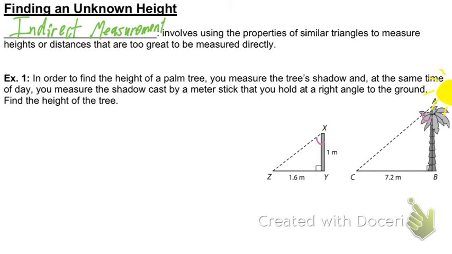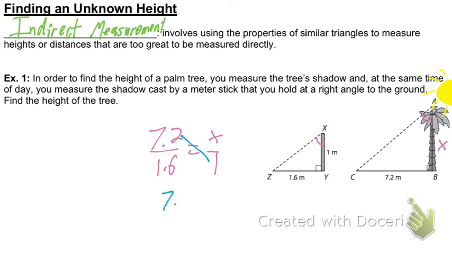Okay, can someone tell me a proportion we can set up to solve for this? 7.2 over 1.6. Okay, equals what? X over 1. I'd agree. X in this case is our AB, the height of the palm tree. So 7.2 over 1.6 works vertically. We're talking about the corresponding sides of the shadows. X over 1 works as corresponding sides, height of the palm tree, height of the meter stick. Horizontally, 7.2 and X, talking about the palm tree. Horizontally, 1.6 and 1, talking about the meter stick. Questions on the setup?